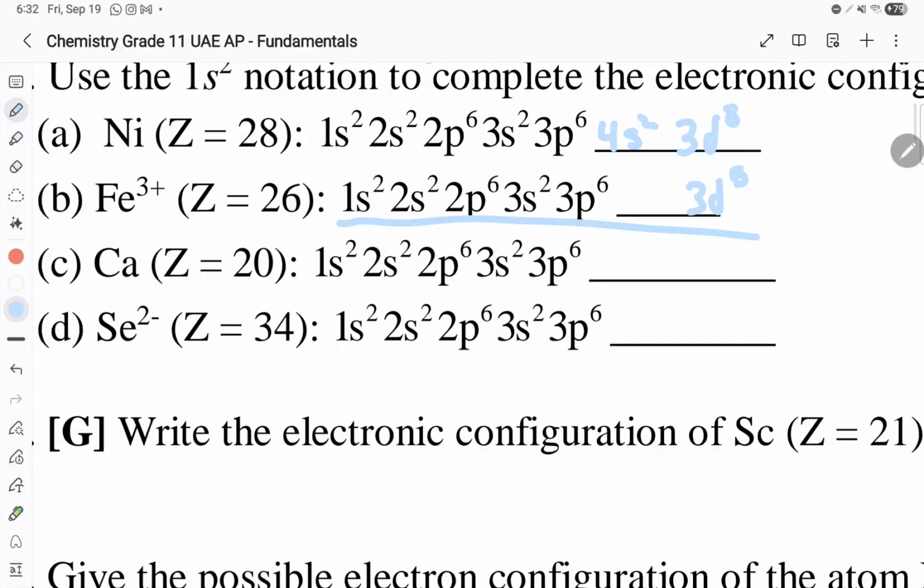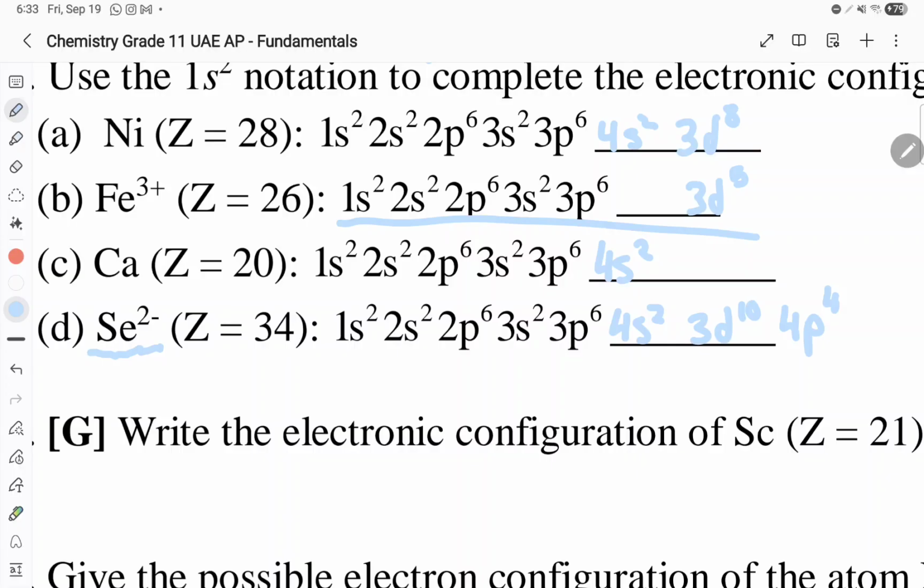Now calcium, they want the normal one. You just add 4s2. That's calcium. Now selenium 2 minus. You're going to continue it. 4s2 3d10. That's 30. Now it is 4p6, 4p, whatever we're continuing, 4p and 4.